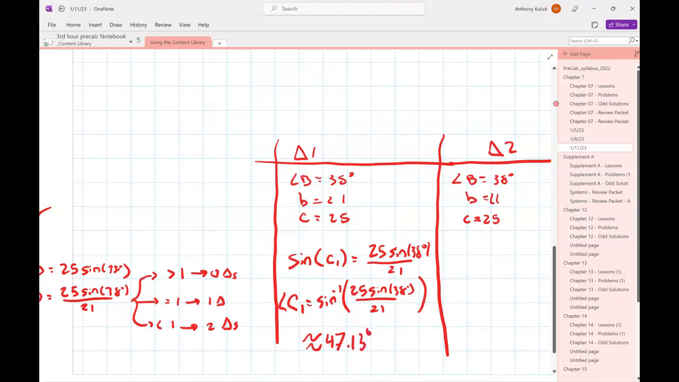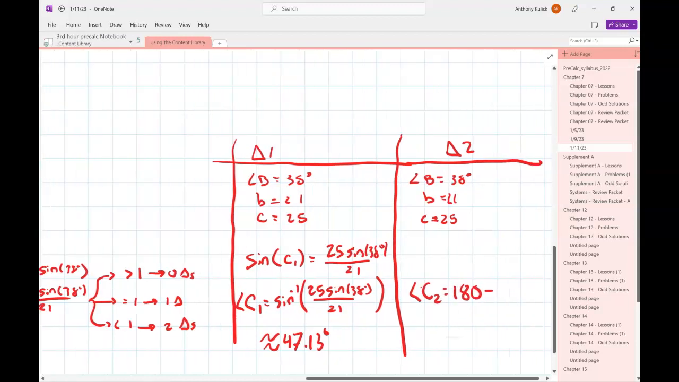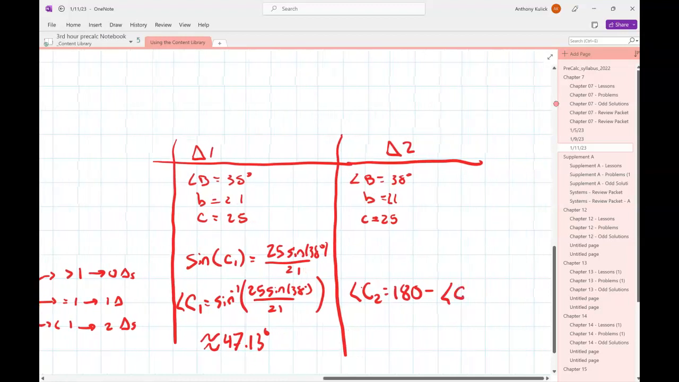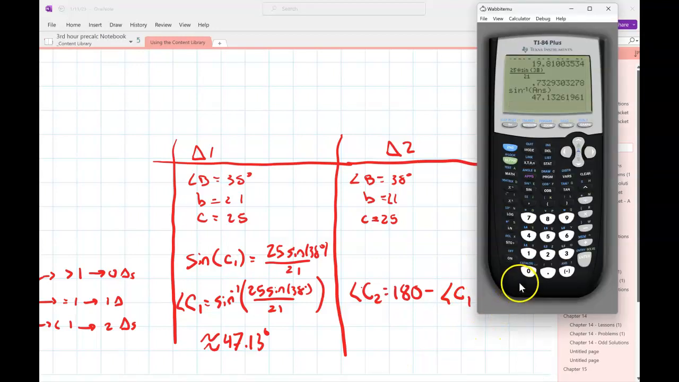Now to find angle C in triangle 2, that's actually easier because that angle C in triangle 2 is just going to be the supplement for the angle C in triangle 1. Well, that's easy enough. So 132.87.